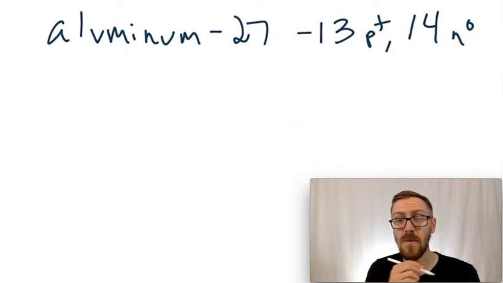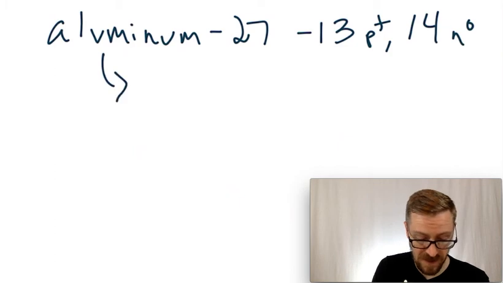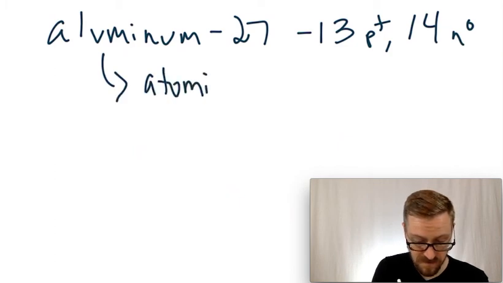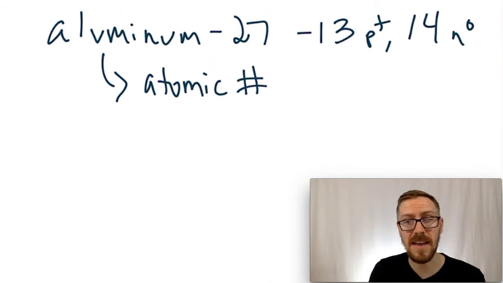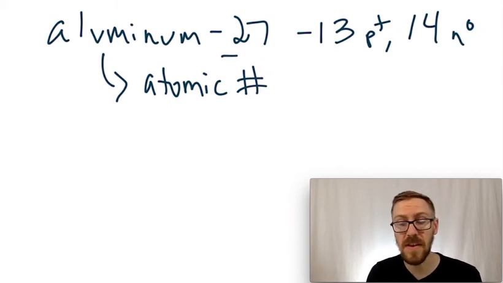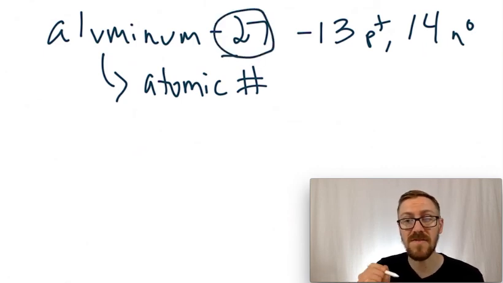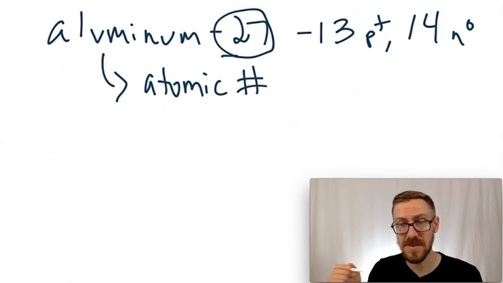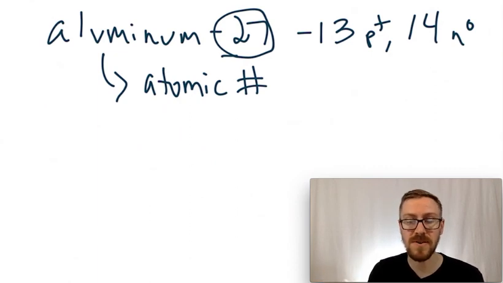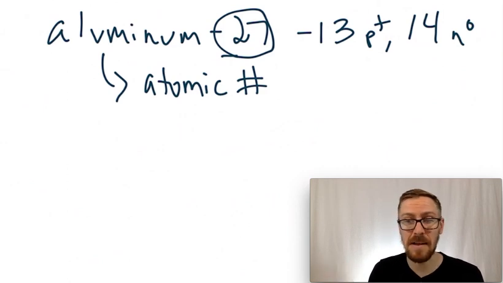And you can do this for any atom. If I give you the element name, you look it up and find the atomic number on the periodic table, that's your number of protons, and then you take that and subtract it from your mass number, and you get the number of neutrons. Because protons and neutrons both have mass. So this 27 means that you have 27 total protons and neutrons put together. Out of those, 13 are protons, so the rest are neutrons. You can do this for any atom, big or small.